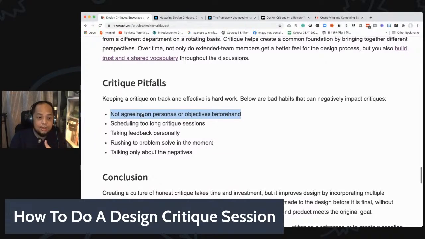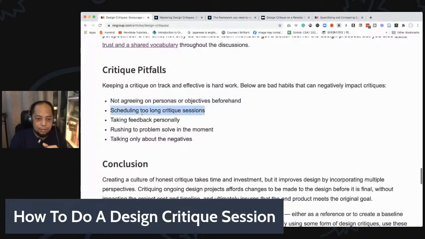We did the persona generation with them, and they have a good idea. But if you have not done this, sometimes the research team is different, which I don't agree with. But if the research team is different, you should have agreed on a persona. This is who you're designing for, and this is the task that you're designing for. Other pitfalls: scheduling too-long critique sessions, taking feedback personally, and rushing to solutions. This is also a common problem. You don't need to solve the problem in the moment. You can have another session to do that, and that's what we've actually done.